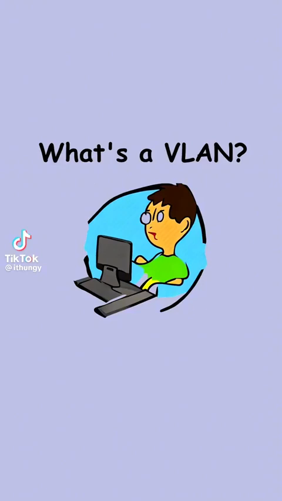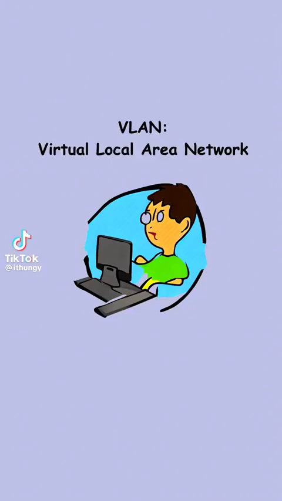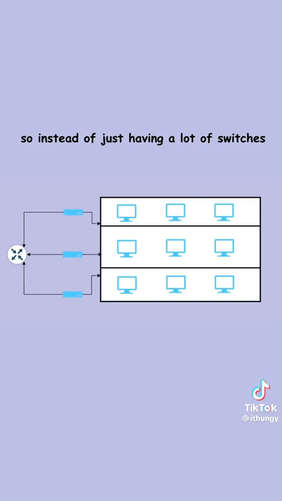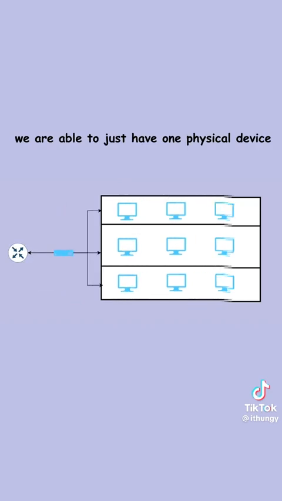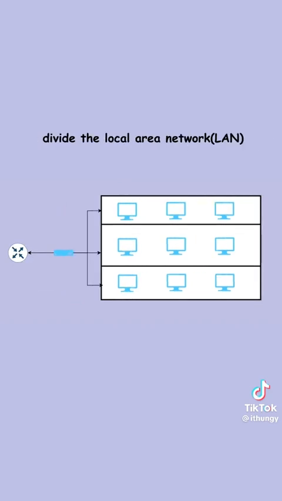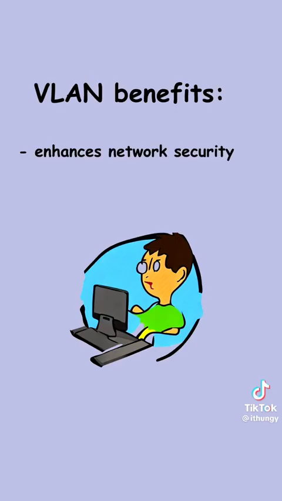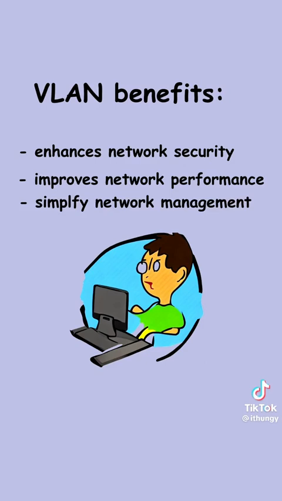What's a VLAN? A VLAN stands for Virtual Local Area Network. So instead of just having a lot of switches everywhere throughout the building, we're able to have one physical device divide the local area network into multiple virtual networks. VLAN enhances the network security, improves performance, but also simplifies the network management.